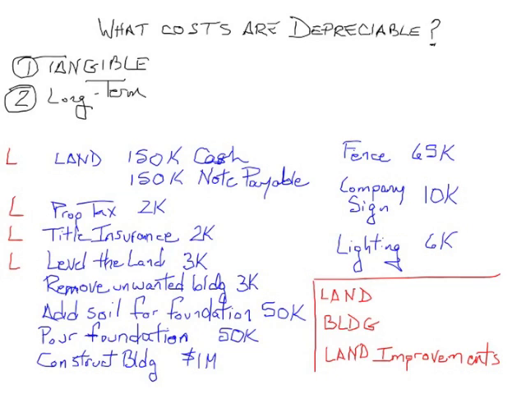Removing the unwanted building that's sitting there, that again is getting the land ready for its intended use, which is to build a building on it. We can't build a building on it with that unwanted one sitting there. So that's a land cost.